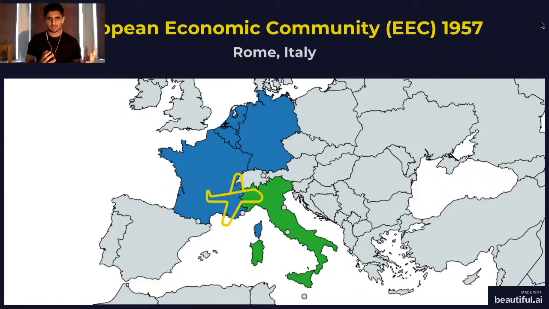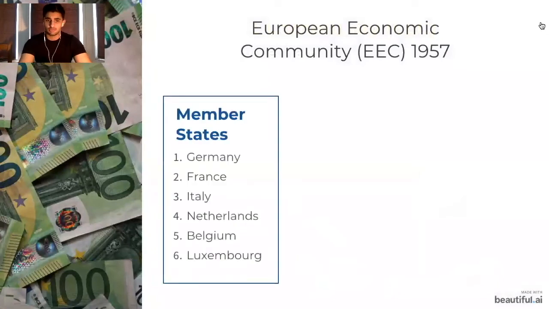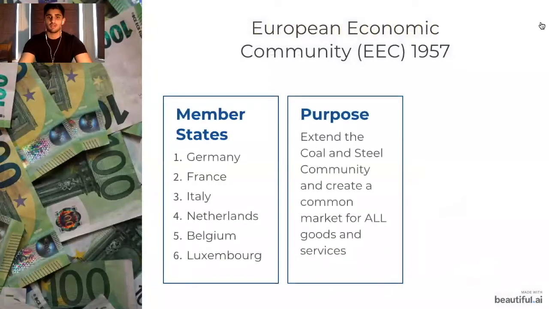And so those 6 countries that created the European Coal and Steel Community wanted to go one step further and create a market for all products, not just coal and steel, which is exactly what happened. And so there were still 6 member states, but now the purpose was to extend the coal and steel community and create a common market for all goods and services. So it wasn't just coal and steel now, it was bananas, and I was about to say mobile phones, but they didn't have that in 1957. But you get the gist, right?